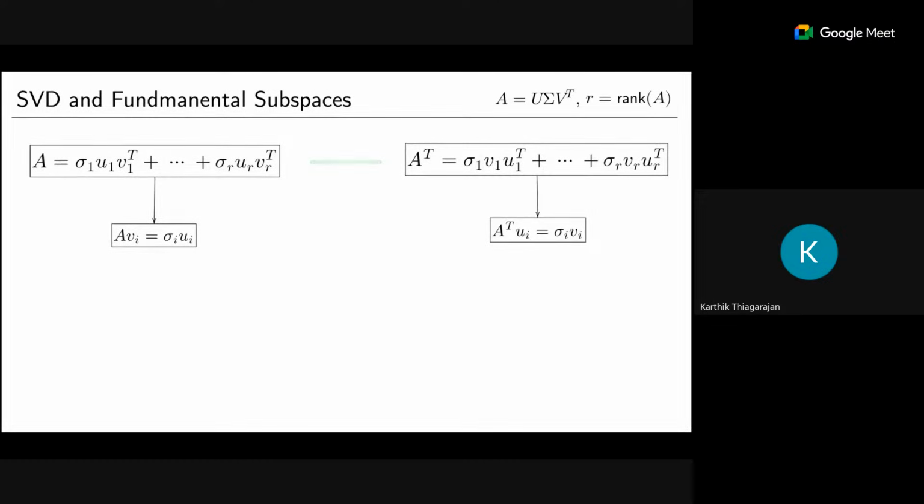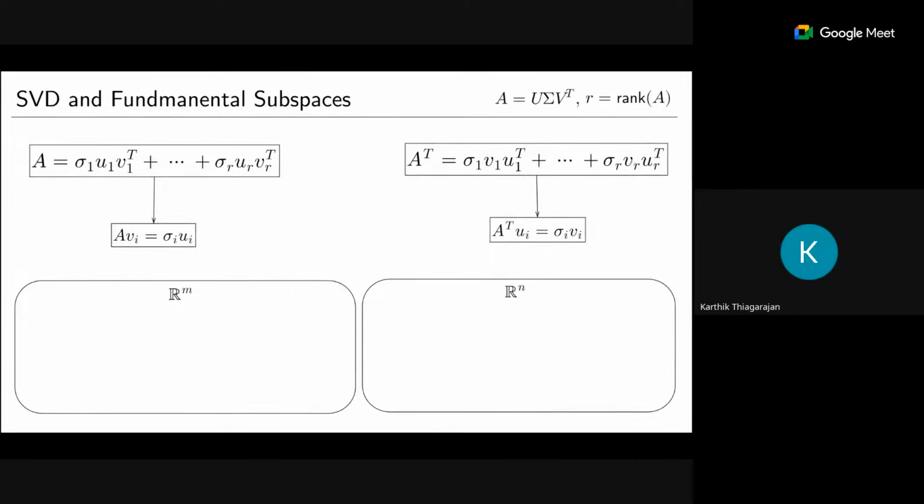Once you have this, you can discuss the four fundamental subspaces. There are four spaces you already know: row space, column space, null space, left null space, right? So R^m will have two subspaces. What are the two subspaces that will sit inside R^m? The column space and the left null space, correct.